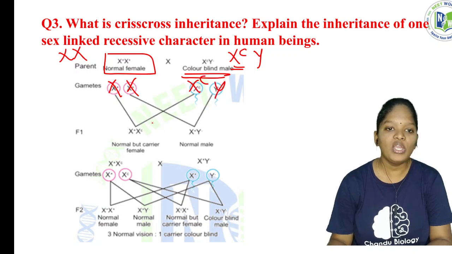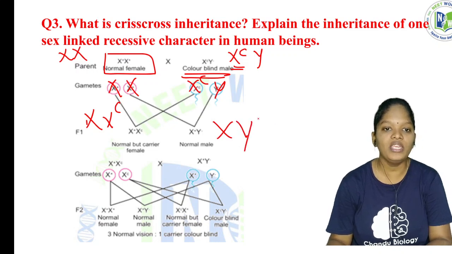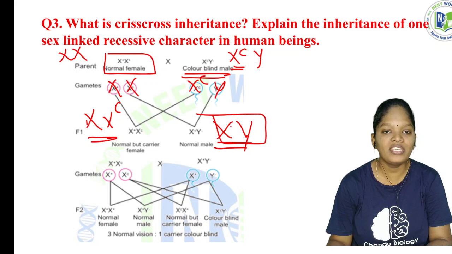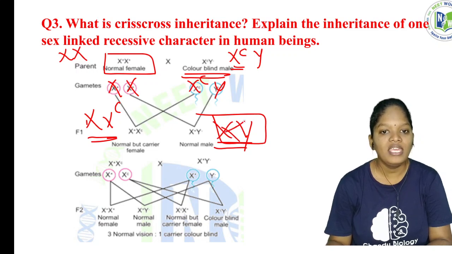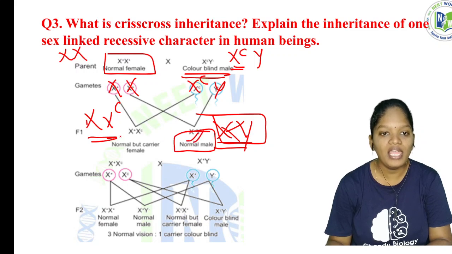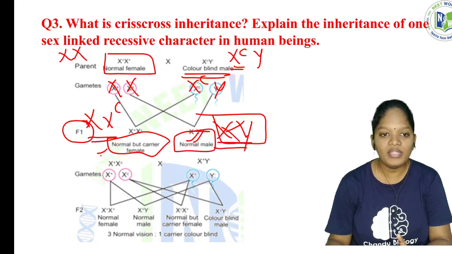Whenever we cross these, there will be an X and an X^C here, and here a normal X and normal Y. So who is a carrier here? This is a female and this is a male, and there is no carrier, no affected gene present in this X. That is why we have the normal male and the normal but carrier female in the first generation. Normal but carrier.